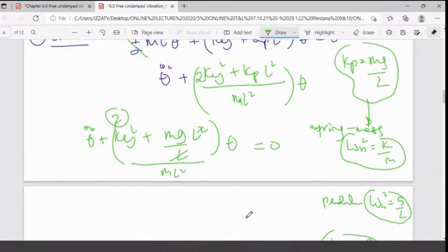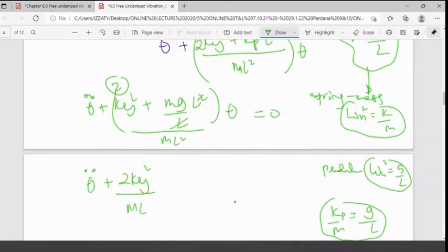Quite messy now, yeah. So how am I going to solve this one? Theta double dot plus, you have 2ky squared just now, divided by ml square, and this one will be on theta becoming 0.